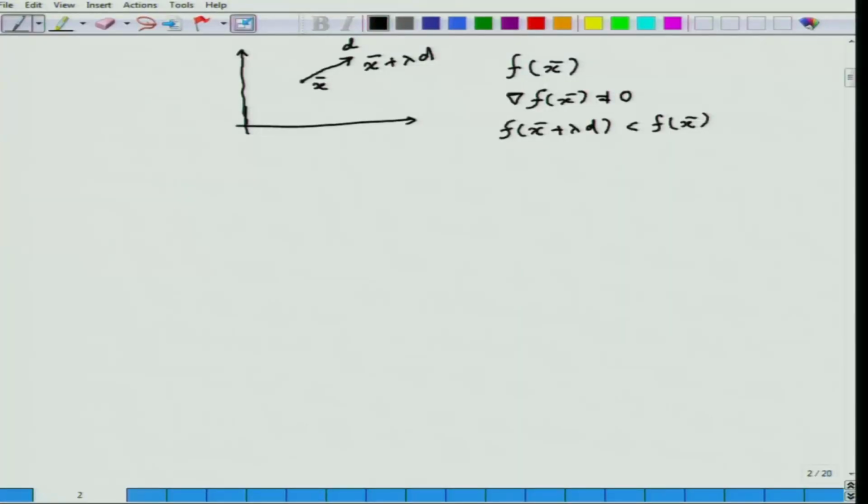If you move along the direction d, within the scale limit of lambda, then your function value actually decreases. You go to a value which is lesser than your current functional value, and you check whether the minimum is attained at this point or not, and then move down again. So, how do I get such a d? How will I guarantee such a d?